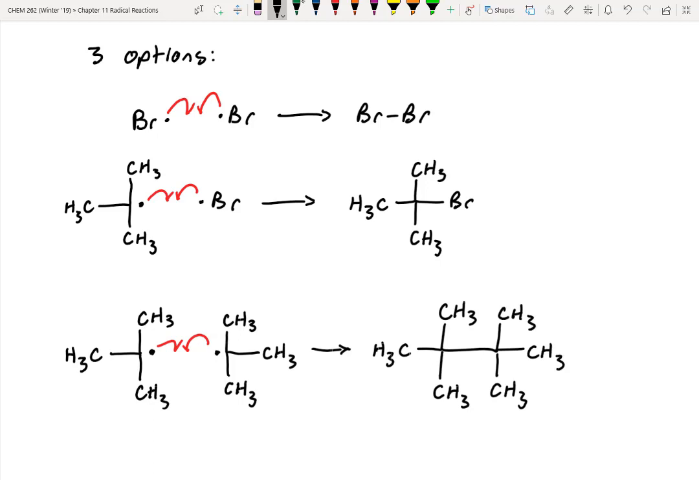So however you want to show your termination step is completely up to you. I'll give you one guess as to what students usually choose. Which one? The top one. It's way easier.